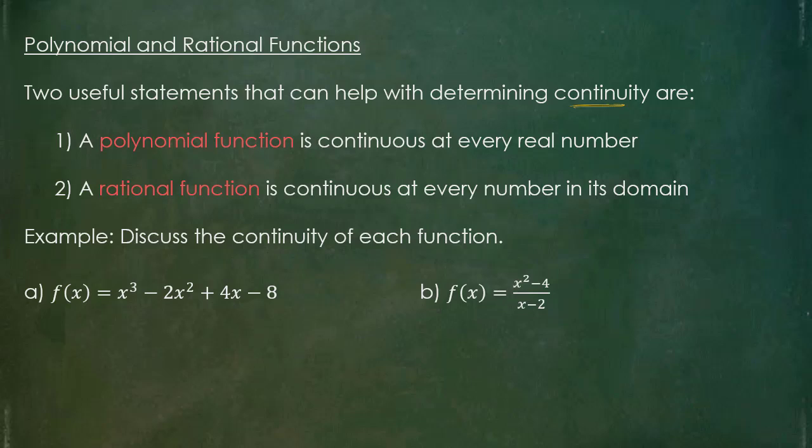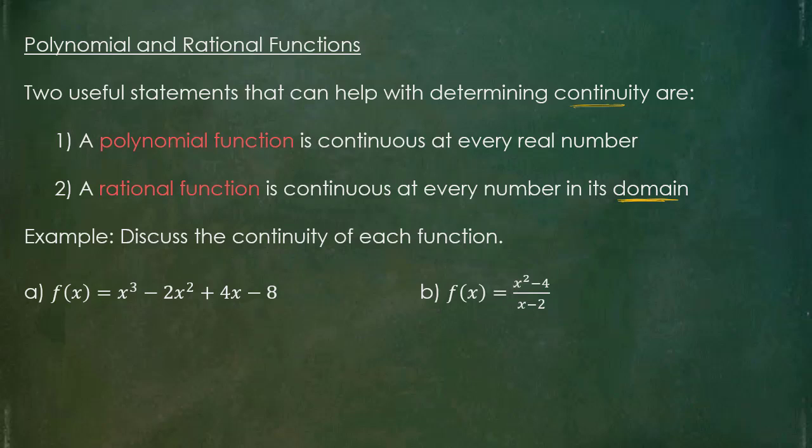A rational function, on the other hand, I need to be very mindful of what the domain is. So rational functions, remember, are any function with a polynomial in the numerator and in the denominator. So anything that makes the denominator equal 0 would be something I would leave out of the domain. So it would be at those numbers that make the division by 0 happen that I would be able to say that it must not be continuous at that value.